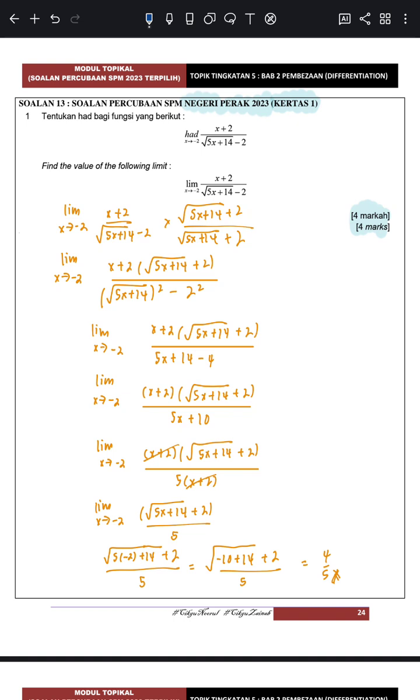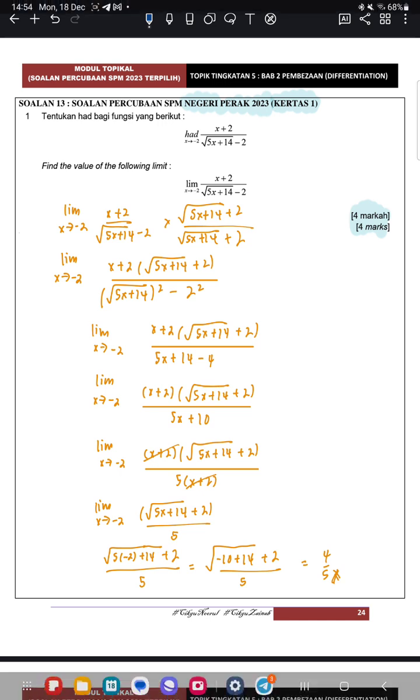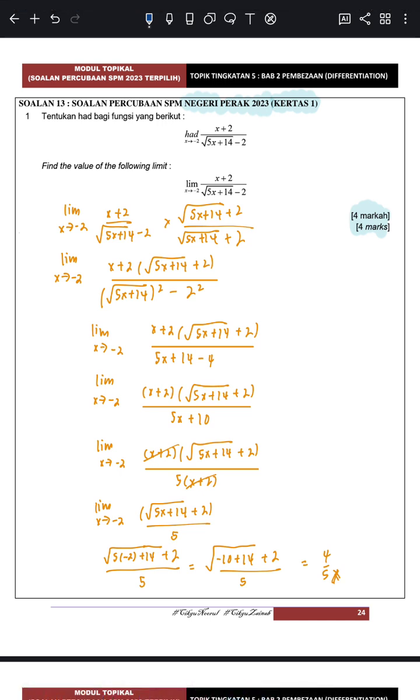Find the value for the following limit when x approaching negative 2, x plus 2 over square root of 5x plus 14 minus 2. This is how to read it: limit of x plus 2 over square root of 5x plus 14 minus 2 when x approaching negative 2. It's like that. Okay, the second one is correct. So the way to read it is not important, just how to solve it.